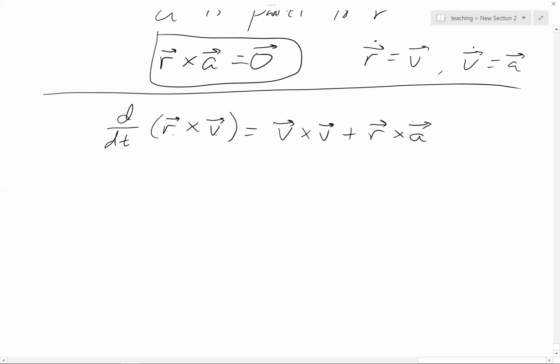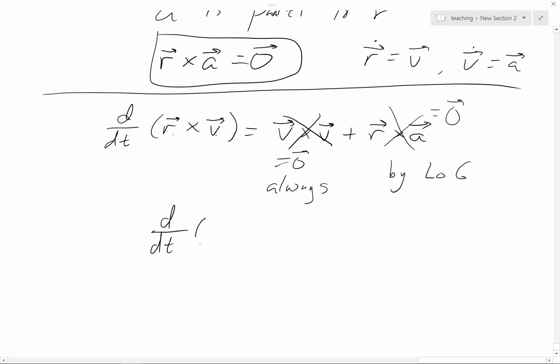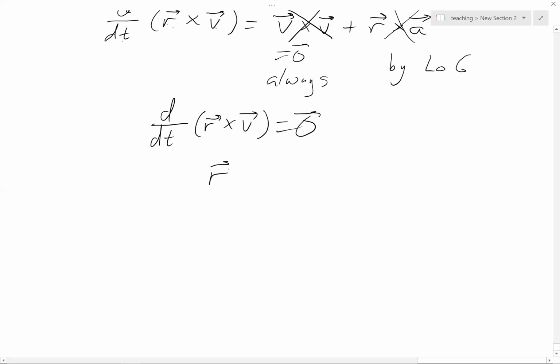Let's think about this. v cross v is always 0, because any vector crossed with itself is 0. And we just saw that by Newton's law of gravitation, r cross a is also 0. So we have that the time derivative of r cross v is 0. Another way to say that is that r cross v has to be a constant vector.